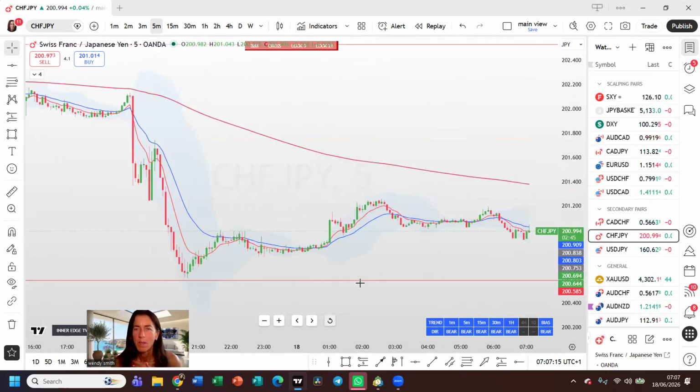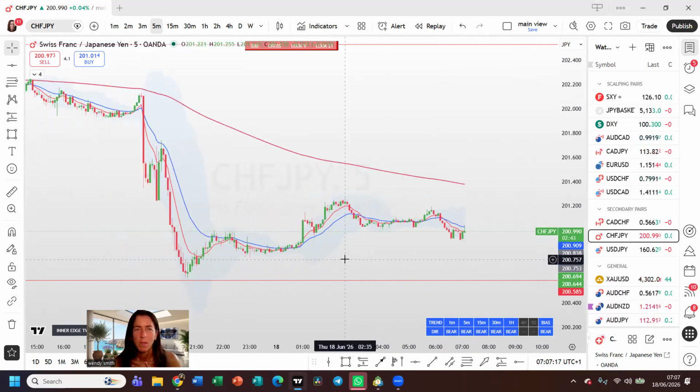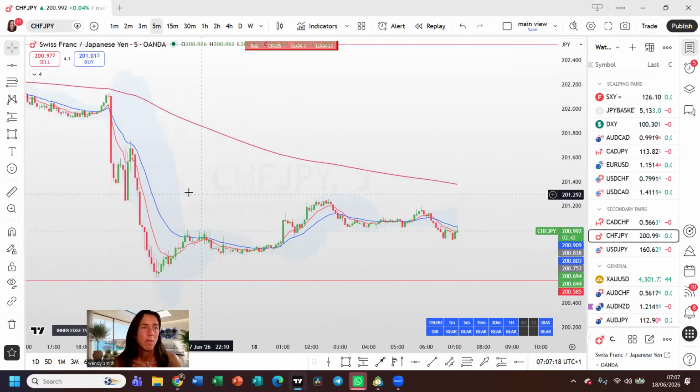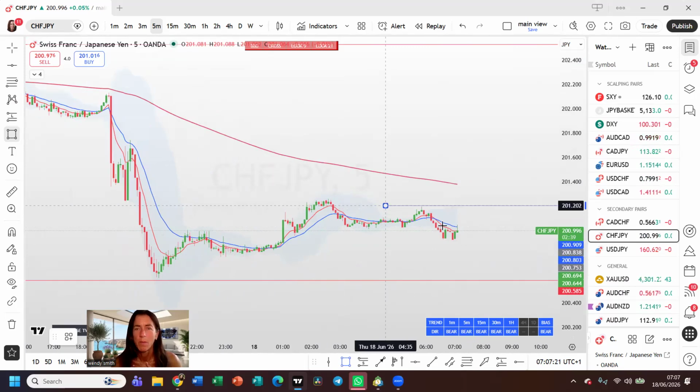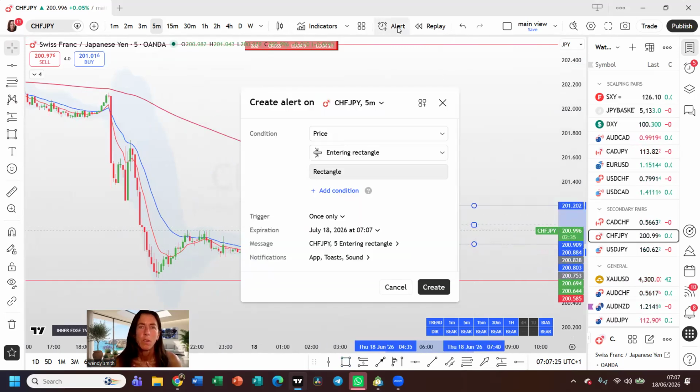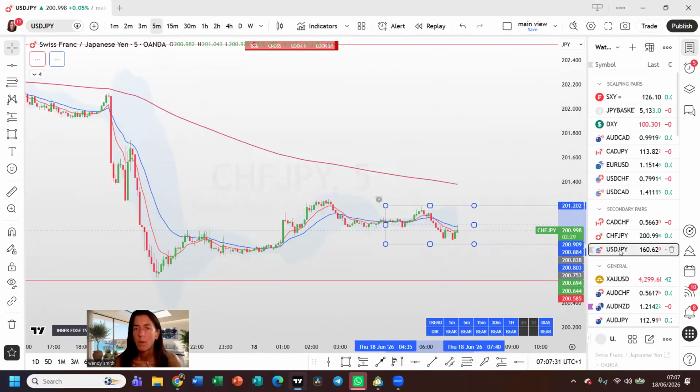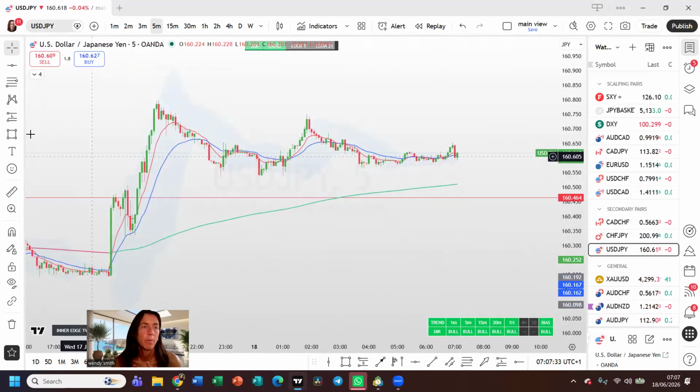Lots of news today, isn't there, guys? So this one currently, same thing. Everything is just in a box at the minute. So I'm not going to touch any of these until they start showing something. So exit rectangle, USD JPY, same thing. Just whack it in a box.